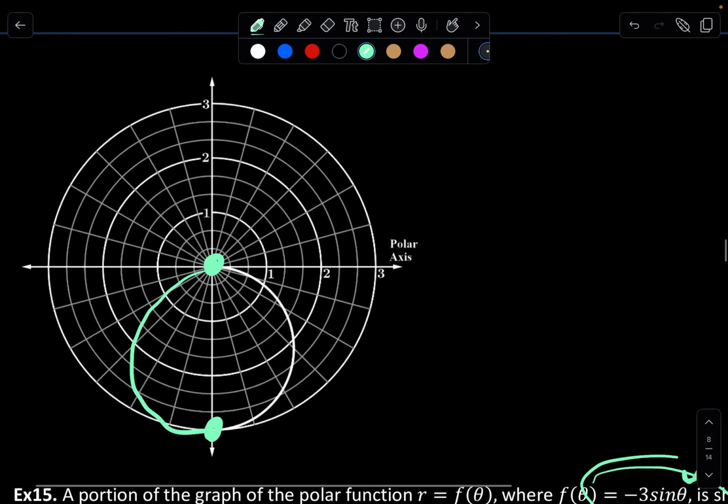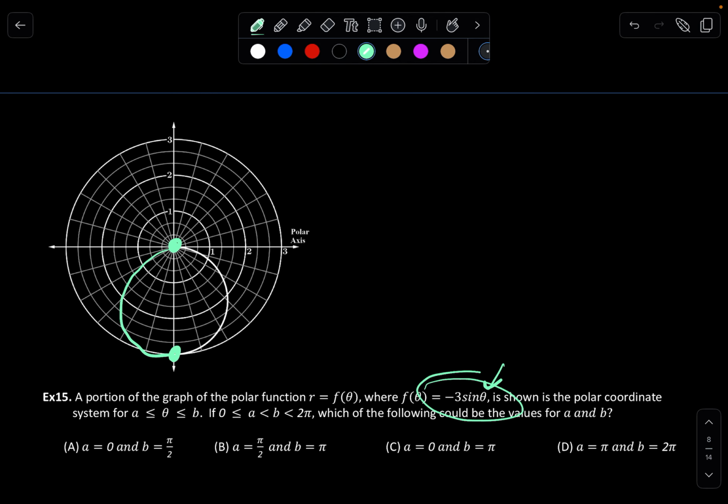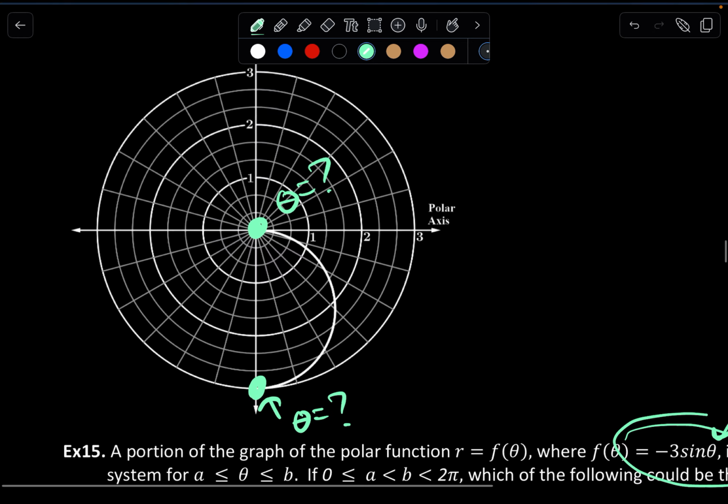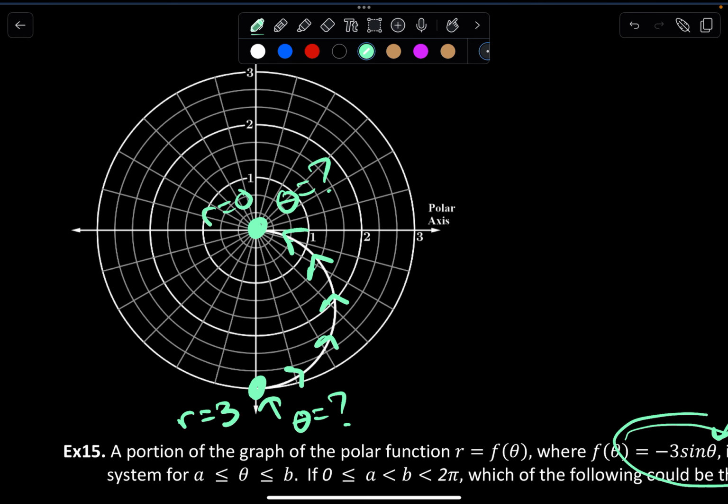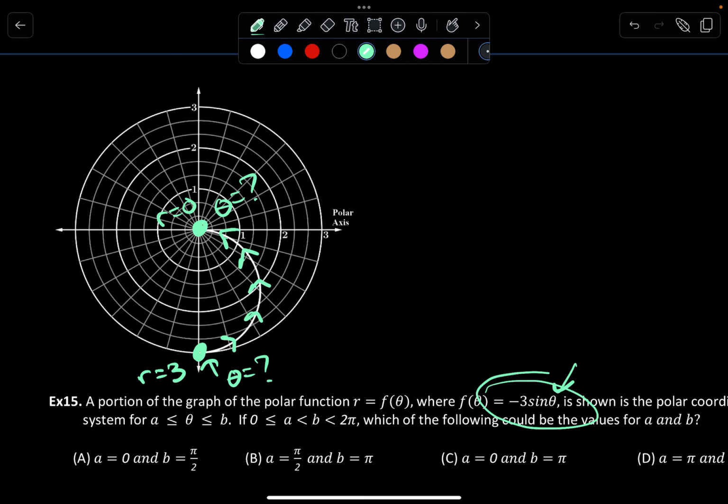Okay, so now the next question is, where do we start? We want to figure out what is this theta? What is this angle here? And we also want to figure out what is this angle here. Now we know the orientation, it's going to open up counterclockwise. So we are going to start on the maximum radius of 3, so r is equal to 3 here, and then at the pole, r is equal to 0. So that is somewhere that we can start, all right?